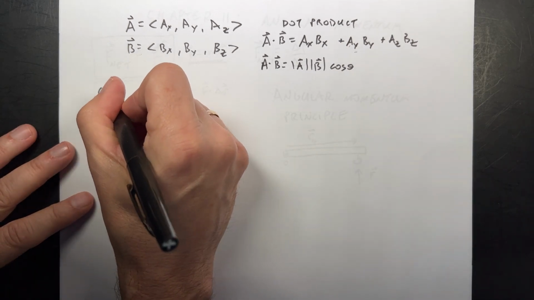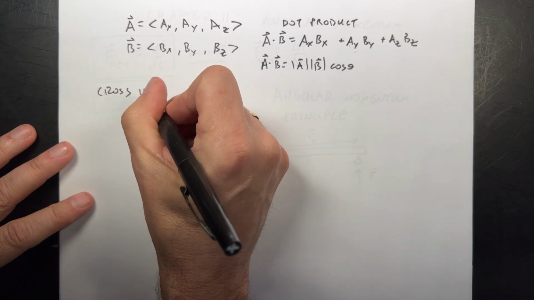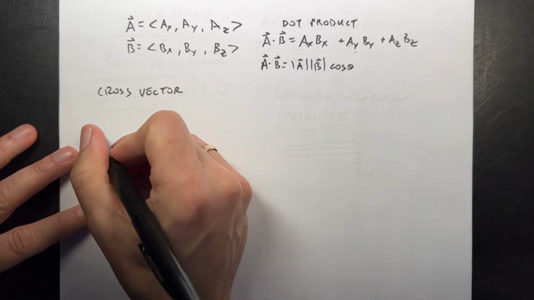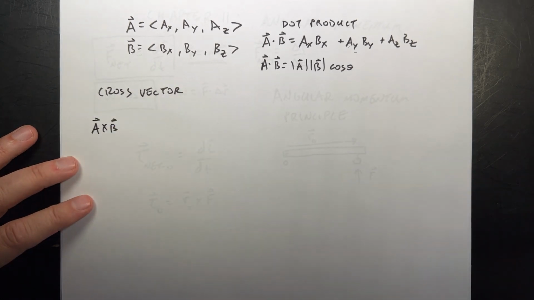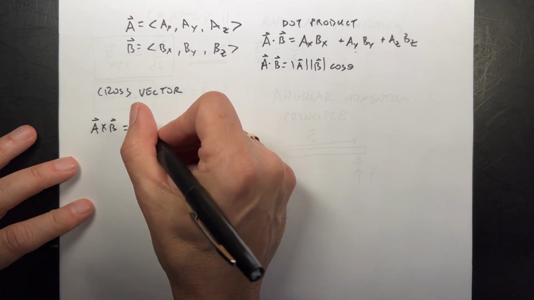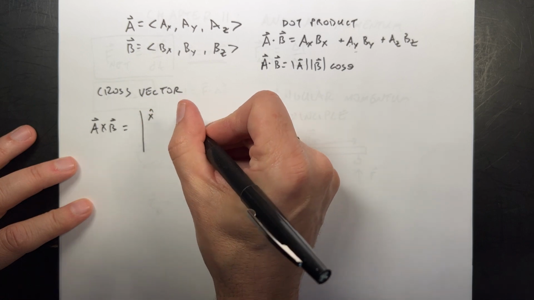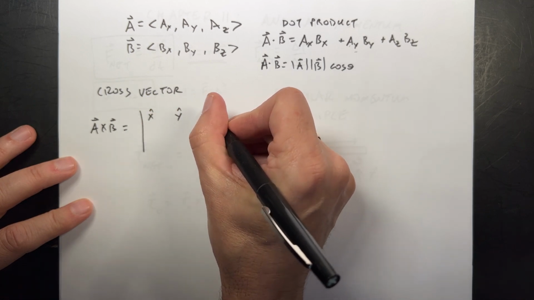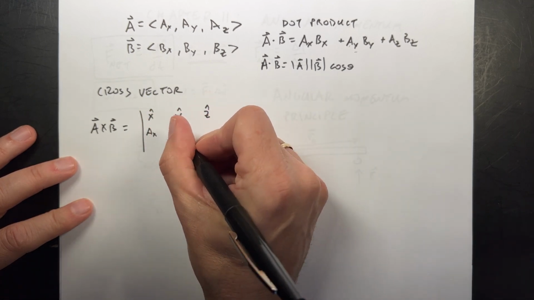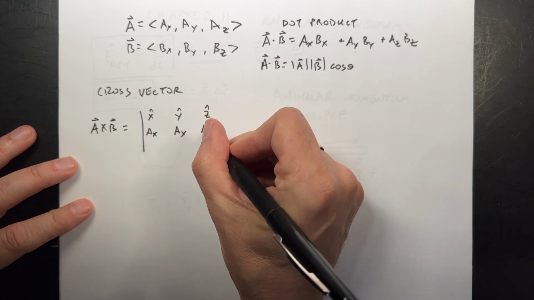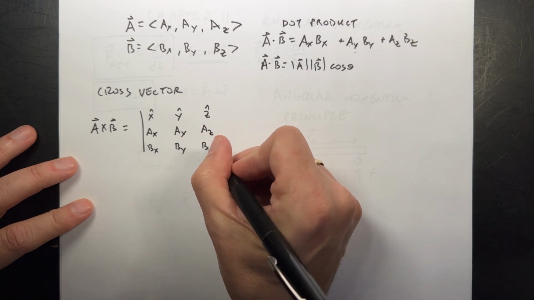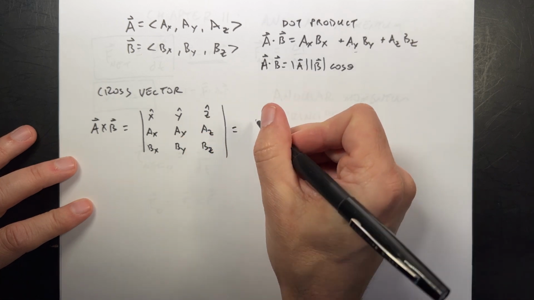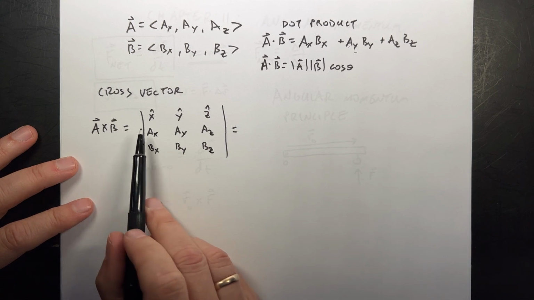Now for the cross product, vector product, we have those same two vectors. If I have A cross B, the way I calculate that, and I'm not going to say why, but I'm going to tell you, it's the determinant of the following matrix. If I take a matrix with x hat, y hat, z hat, ax, ay, az, bx, by, bz, then that's going to give me my answer. So let's go ahead and take the determinant of this matrix.